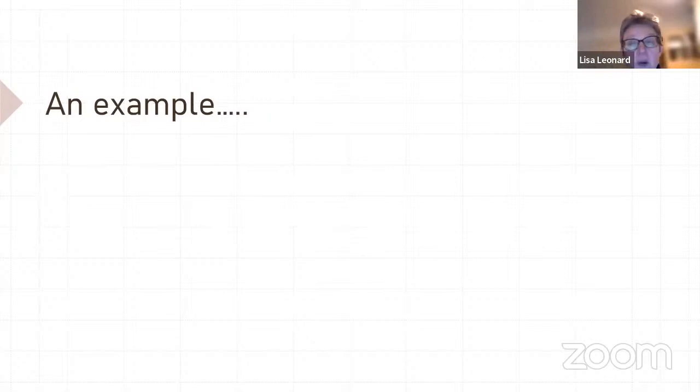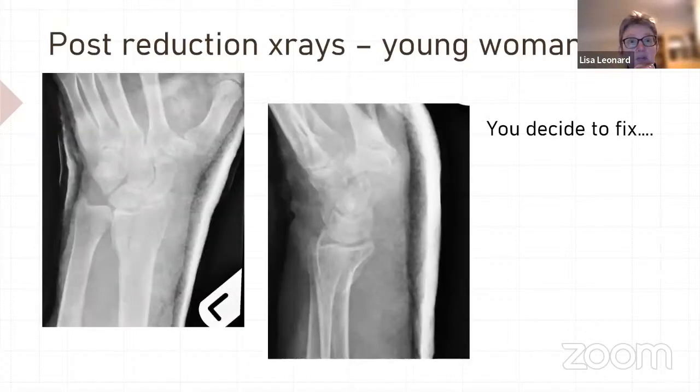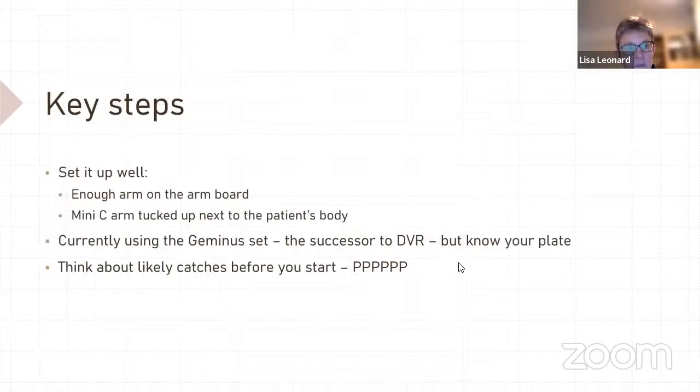So I'm going to walk you through an example now, a fairly simple example, to just give you an idea of what I do when I'm actually doing the operation. So here's an x-ray, a young woman, she's got an intra-articular step, you decide she's going to need an operation. So when you're in theatre, set things up well, make sure you've got enough arm on the arm board, you don't want to be squeezed into a corner, you haven't got enough access. I usually tick them. We've got a little mini C-arm, which is invaluable with these cases. So get it all wrapped up, and I tuck it up and bring it in next to the patient's head, so it's just ready to pop across for all my x-rays.